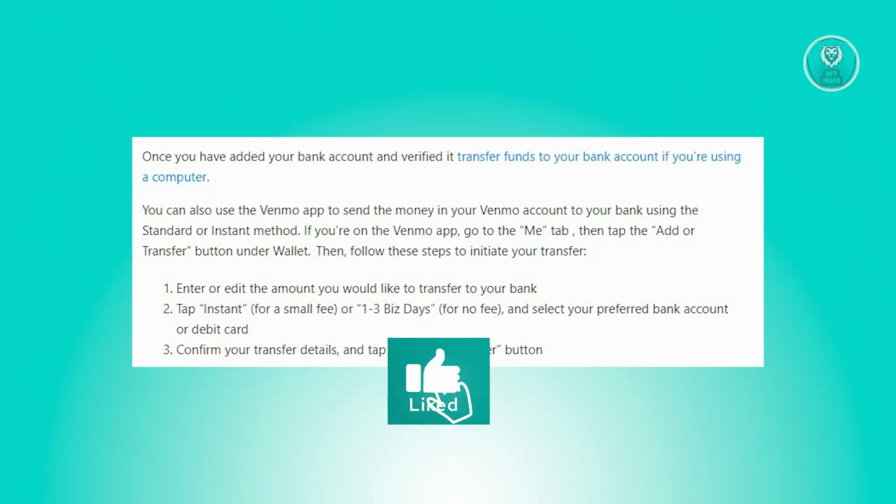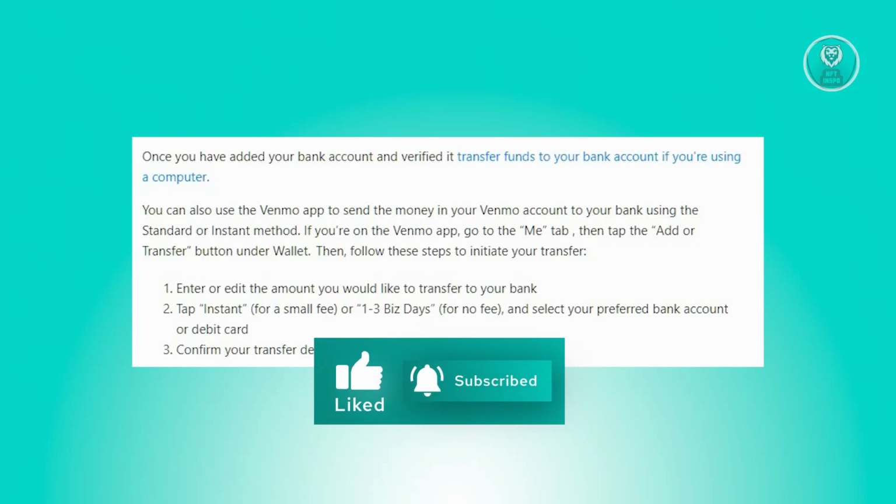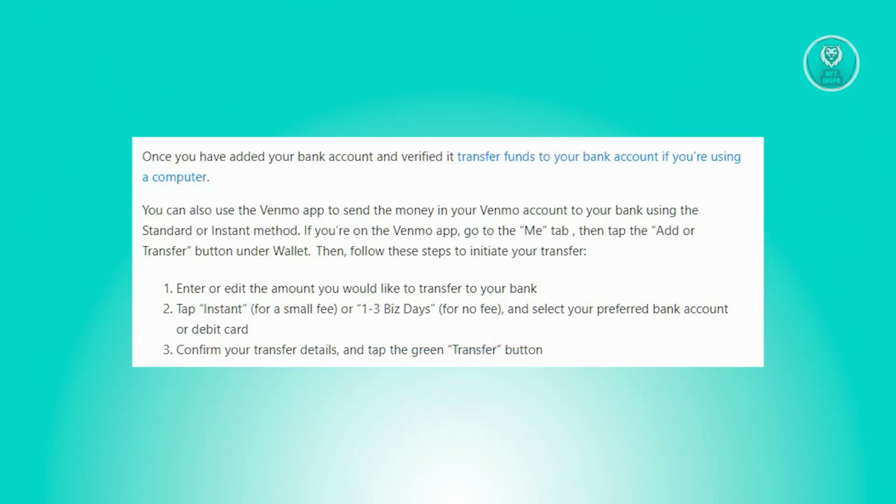You can utilize the Venmo app to transfer the money from your Venmo account to your bank account through either the standard or instant method. Now if you're on the Venmo app, navigate to the Me tab and then click the Add or Transfer button under the Wallet option. Now follow the steps to initiate the transfer.